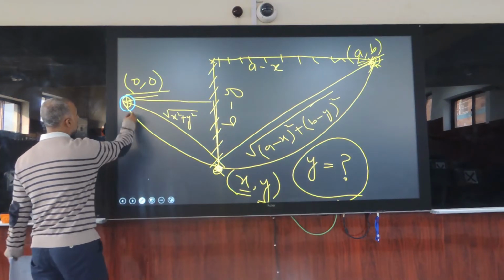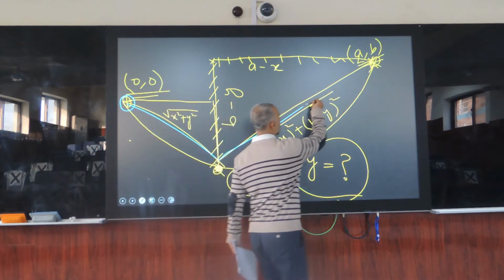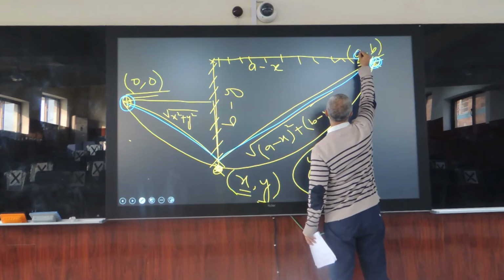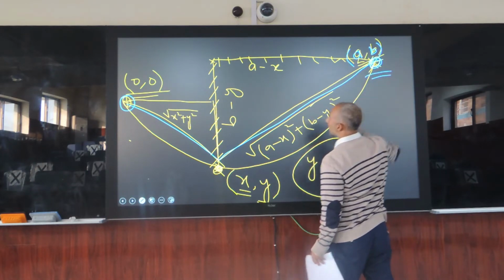Of a string, this is a string. The end points of a string are constant points. So these two points are constant points.